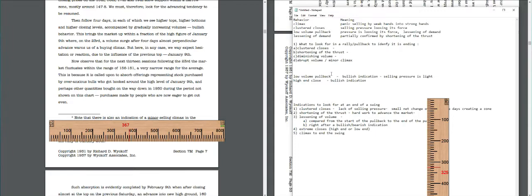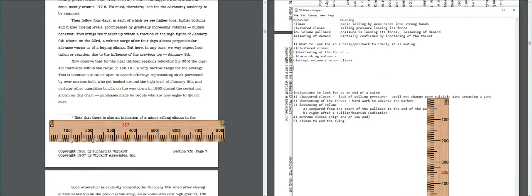clustered closes, shortening of the thrust, diminishing volume, all they mean together is that the pressure is losing its force. Or it's being lightened, or buyers are not willing to continue buying, or sellers are not willing to continue selling. It means it's about to end. And abrupt volume, that's like the period at the end of a sentence. End, you know, like the end. So this is what you want to do according to what he's saying.